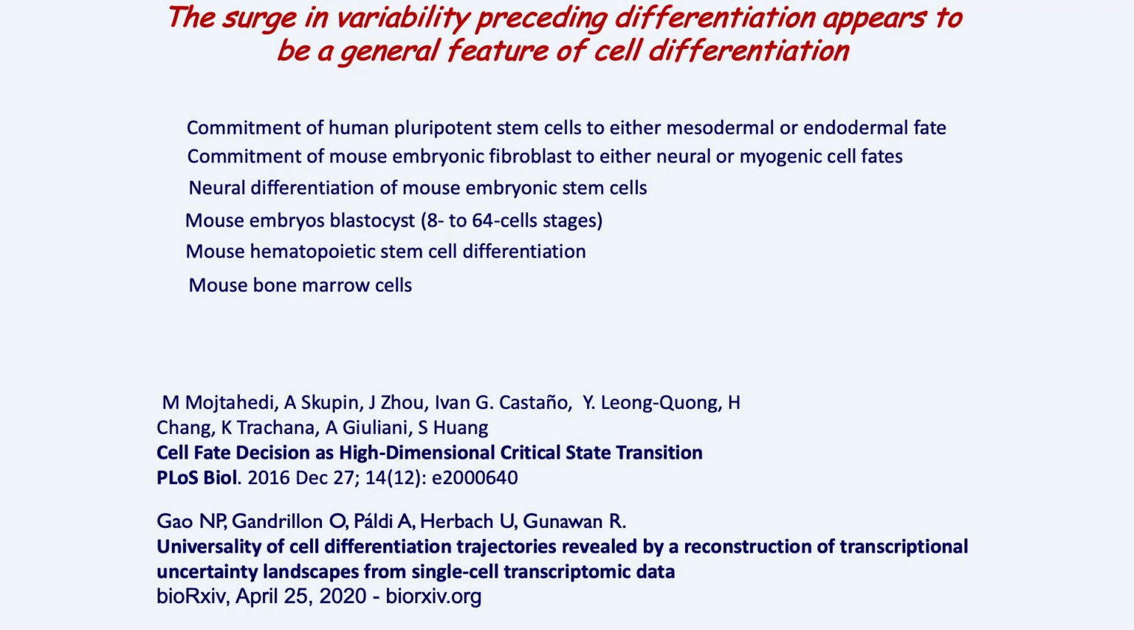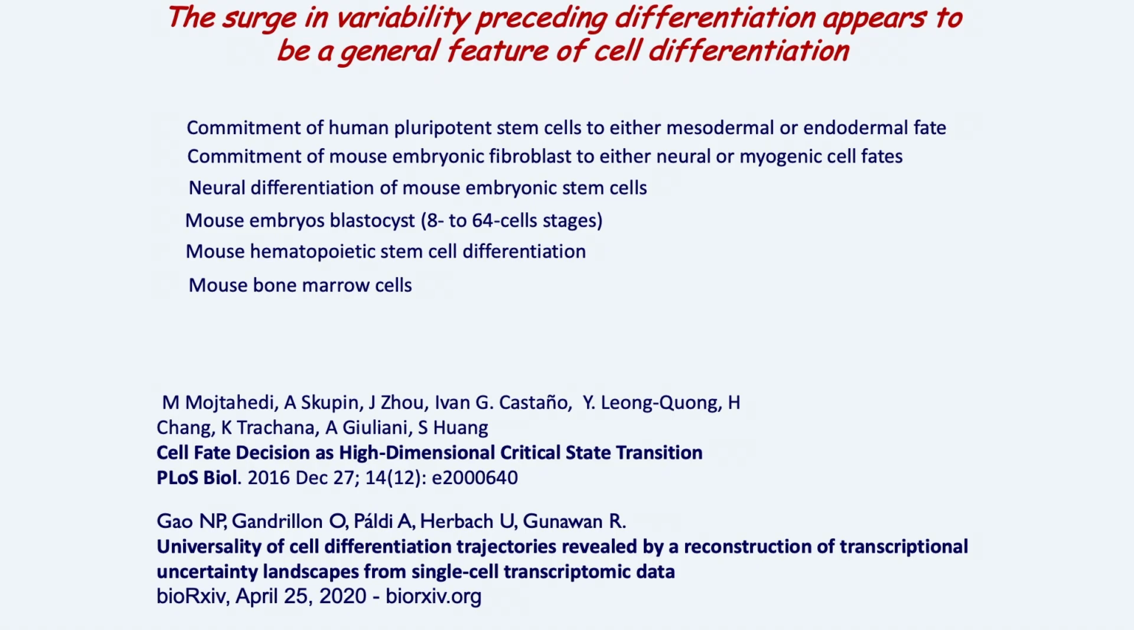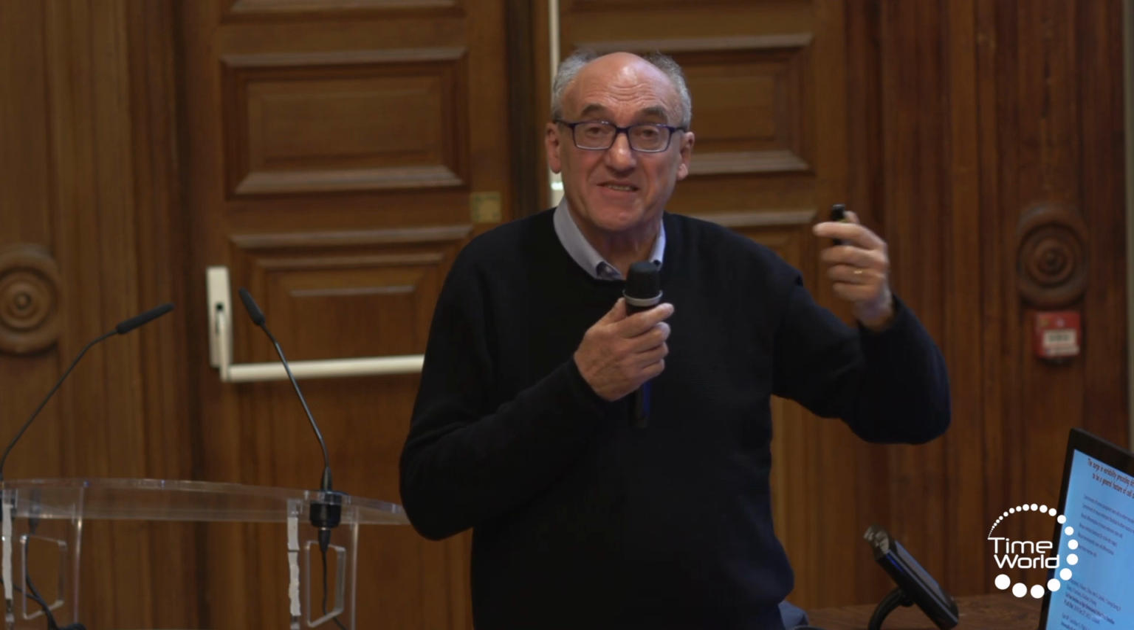Moreover, the same phenomenon, the peak of variability, was observed in another lab in America, in Sui Wang's lab, and it was also detected in a series of other cell lines, notably in different mouse embryonic cells. Thus, this phenomenon is not exceptional. This is not an exception. On the contrary, it appears to be rather a general feature of cell differentiation.